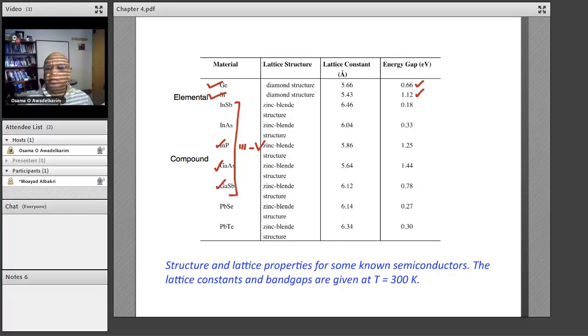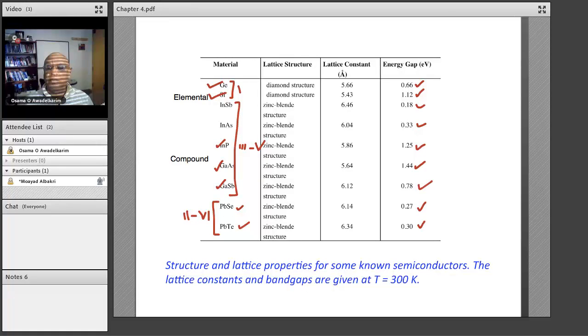Or lead selenide or lead telluride, these two here. Lead is group 2, selenium and tellurium are group 6. So these are 2-6 semiconductors. Okay, look at the band gap. The band gap here starts very small for these compound semiconductors, and then it grows up to 1.44 electron volts in gallium arsenide. Okay, and then again it's small in these compound semiconductors.